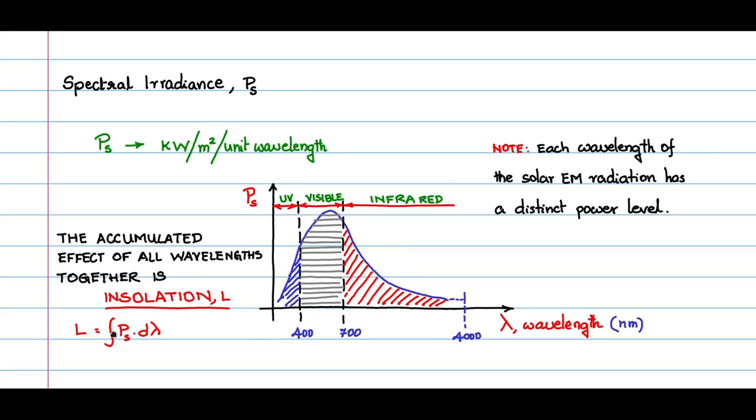Observe that Ps here has the units of kilowatt per meter square per unit wavelength, which is kilowatt per meter square per nanometer, corresponding to this particular graph, and L is an integral of Ps with respect to the lambda parameter, and therefore the insolation has the units of kilowatt per meter square. So remember these units. We will be using insolation quite frequently in future.